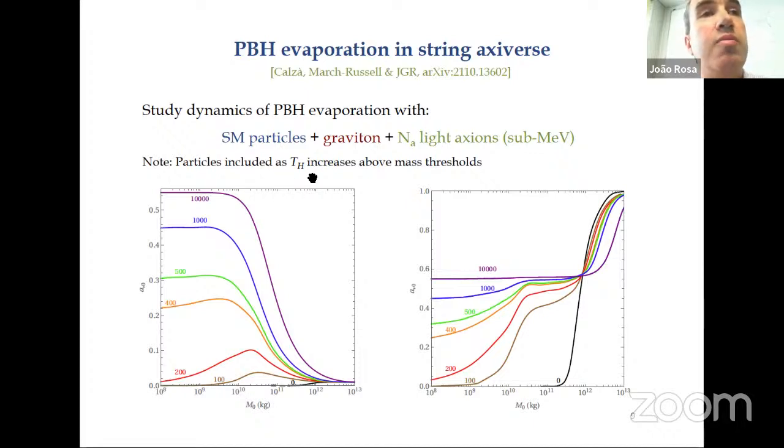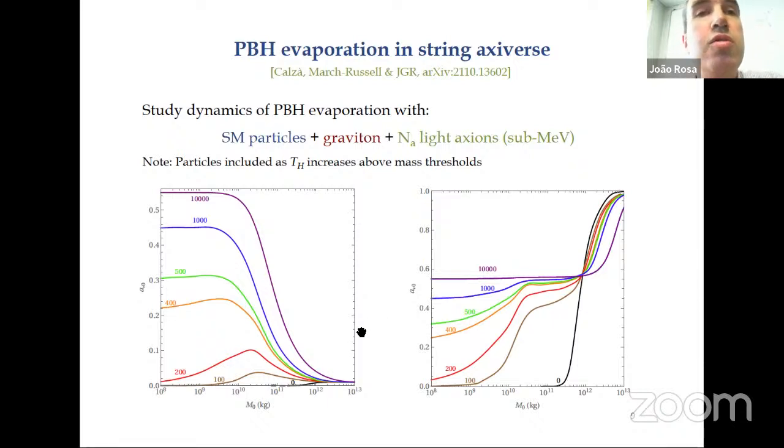So as the black hole evaporates, it loses mass, the Hawking temperature increases, so we have to take into account more and more particles of the standard model. There are some technical issues about how you include QCD states. So we include pions below the QCD scale, but above the QCD scale, you start including quarks and gluons as free particles, as expected from deconfinement.